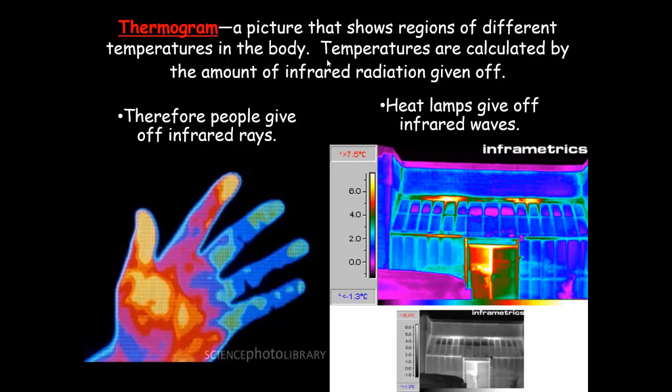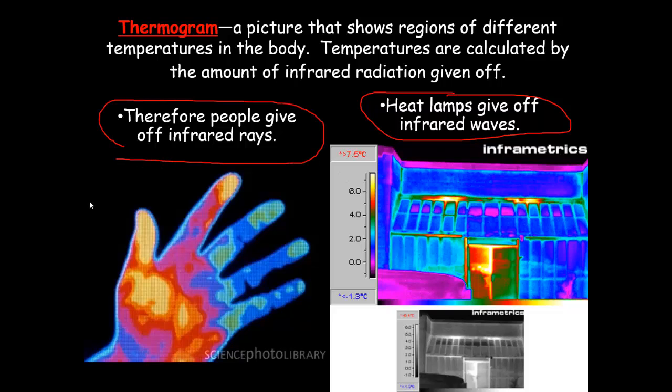Temperatures are calculated by the amount of infrared radiation given off. Heat lamps give off infrared waves, and so people themselves, therefore, give off infrared waves. Okay, so those are all examples.